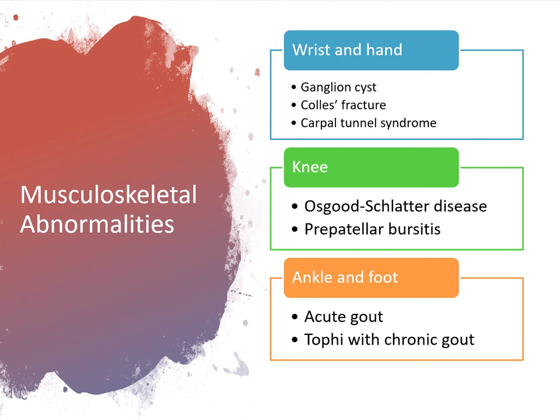Acute gout is a painful inflammatory arthritis characterized by excess uric acid in the blood, leading to deposits of urate crystals in the joint space. Episodes are characterized by redness, swelling, heat, and extreme pain. Tophi with chronic gout are hard nodules that most often occur in the metatarsophalangeal joint of the first toe. Tophi are collections of urate crystals.